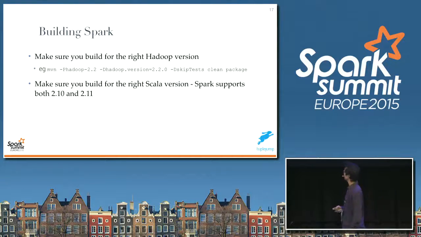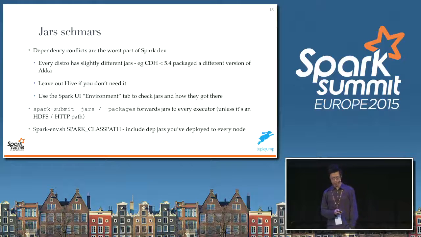So configuring Spark, this is sort of really basic. You want to make sure that you build for the right version of Hadoop as well as Scala. If you're running a distribution, then you probably don't need to worry about this so much. So, jars. Dependency conflicts are usually the worst part of deploying Spark. Spark already has a lot of dependencies. So it's just a few tips.